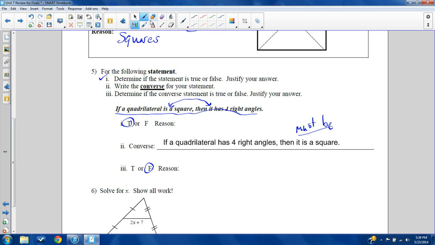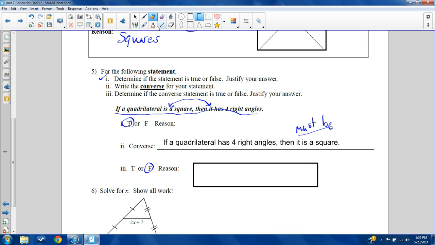The reason is because there's this other thing called a rectangle. And a rectangle is a quadrilateral with 4 right angles. In fact, I normally associate rectangles more with 4 right angle shapes than squares because I say that squares are rectangles that have all congruent sides. Rectangles make that statement false, the converse. This one's true, that one's false.